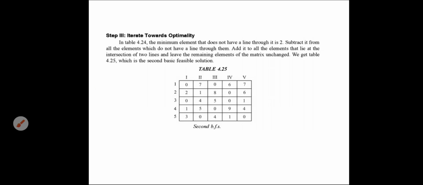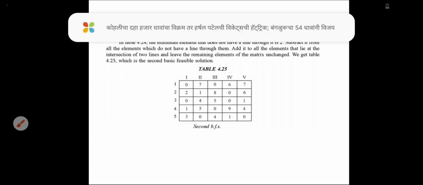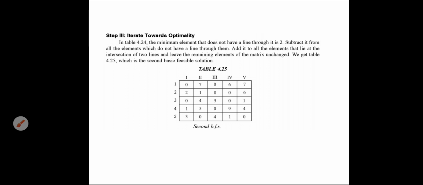Now you will get this table. The minimum element that does not have a line through it is 2. Subtract it from all other elements which do not have lines through them, add it to all elements that lie at the intersection of 2 lines, and leave the remaining elements of the matrix unchanged. So we get this table, which is a second feasible solution.